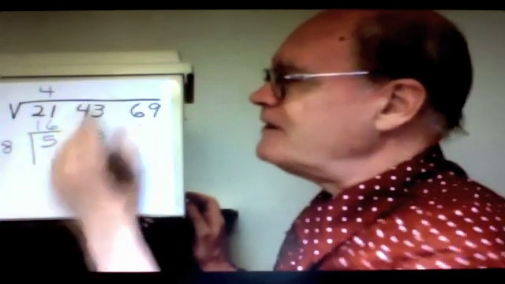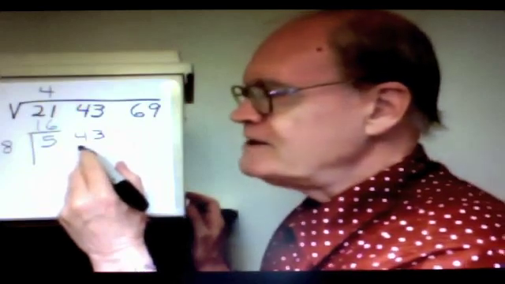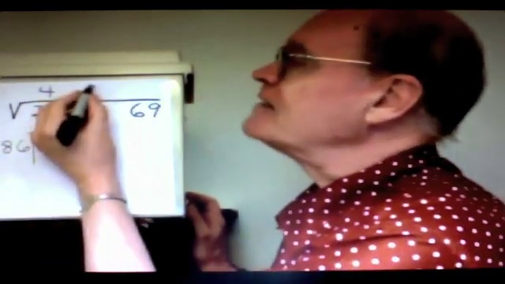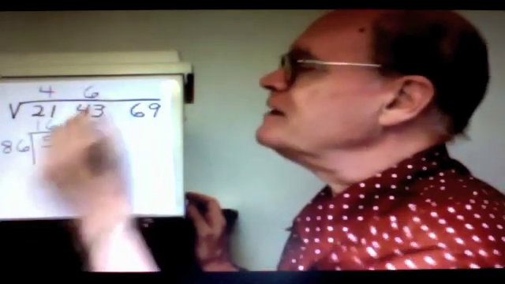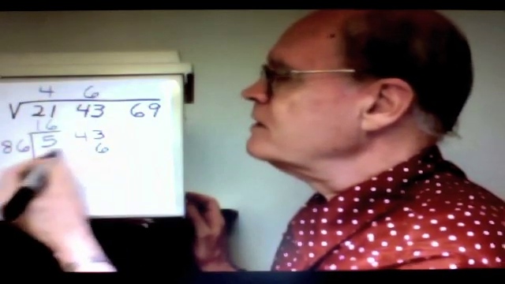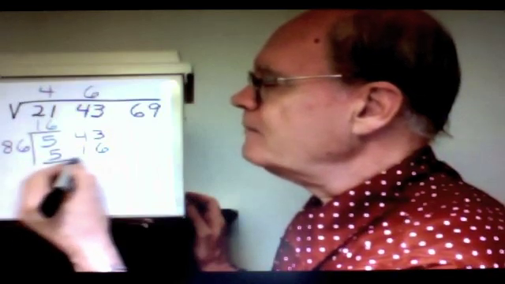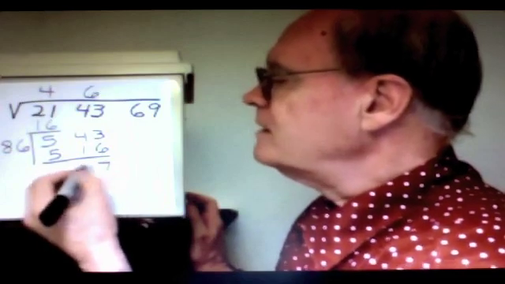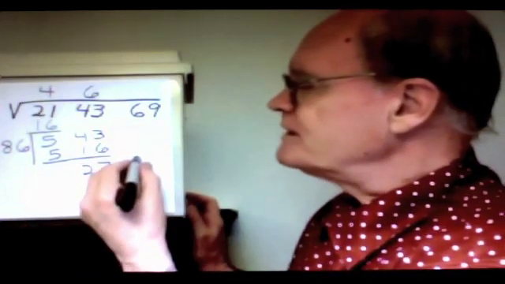87 times 7 is bigger than 543, that's too big, but 6 will work. 86 times 6. Again, I have to put the same numeral both places. 6 here, 6 here. 86 times 6 is 516. I subtract. 27. I bring down the final group, 6, 9.